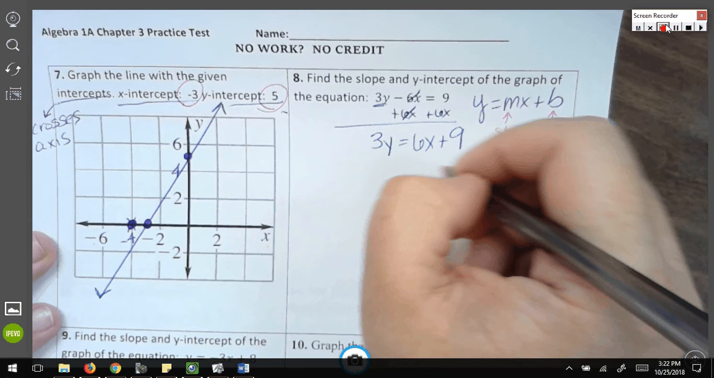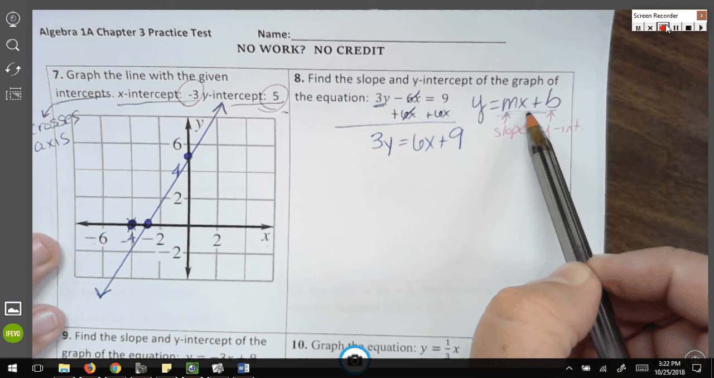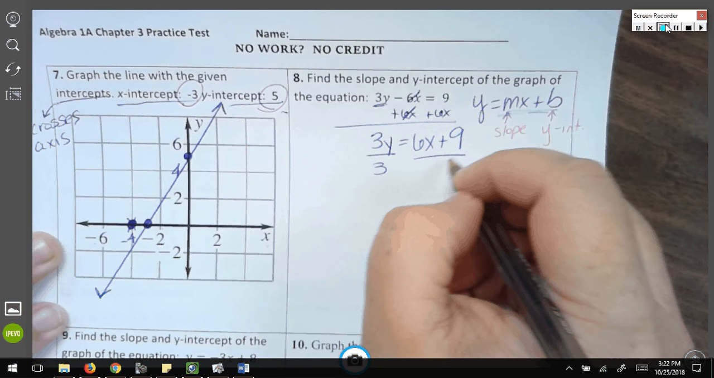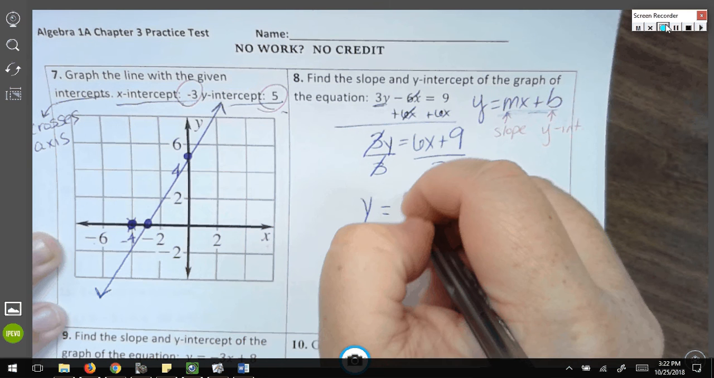And if you did it the other way, it's not wrong. I just want my x to come first because I want it in this form. Now what I need to do is divide by 3. So it's gone on this side. So I get y equals (6x plus 9) over 3.